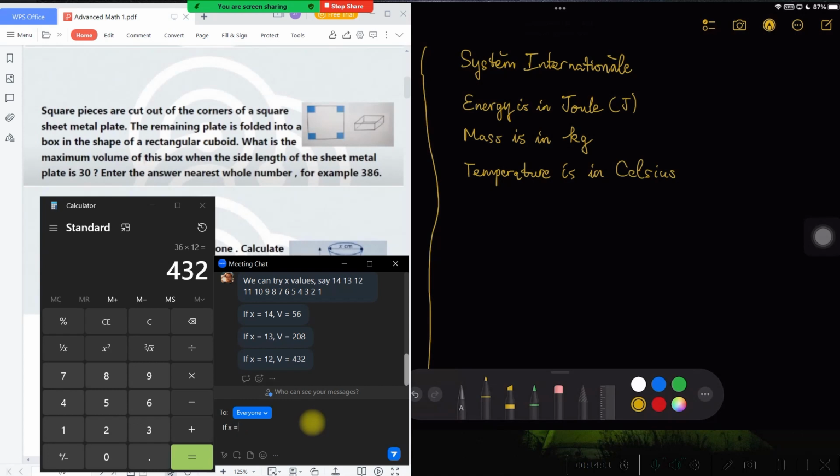Okay, so if x equal to 11, what do we have? V equal to 30 minus 22 is 8. 8 times 8 and then times 11 again. We have 704. Số bự lắm luôn các bạn.